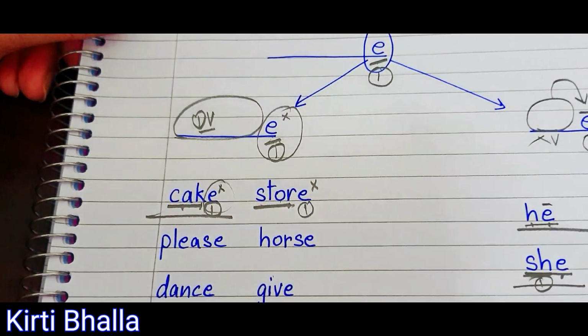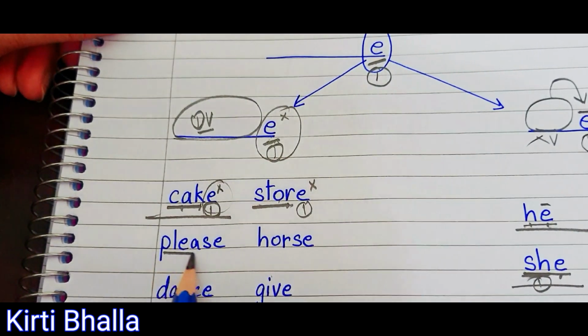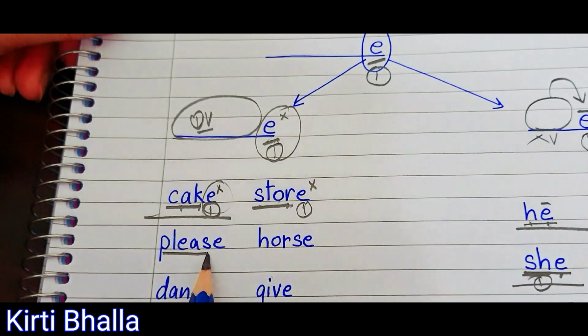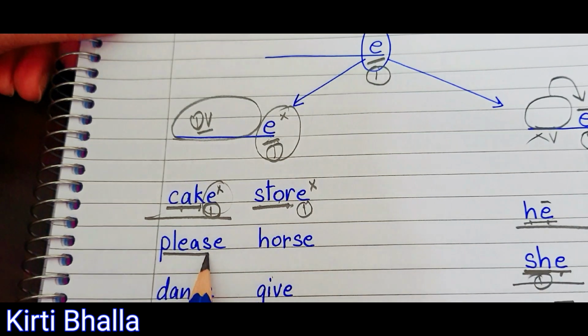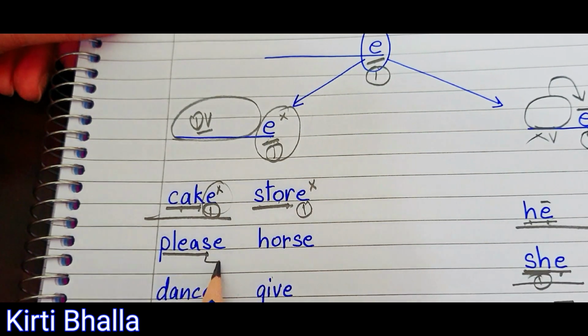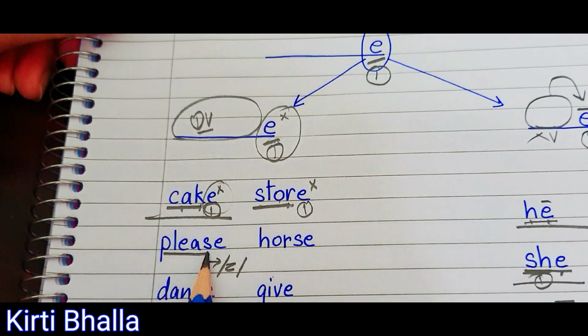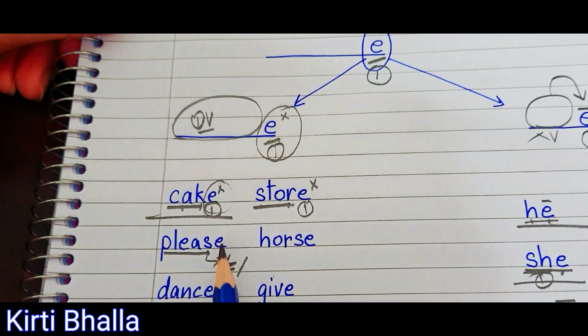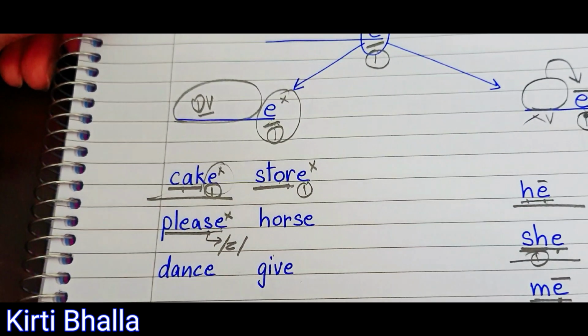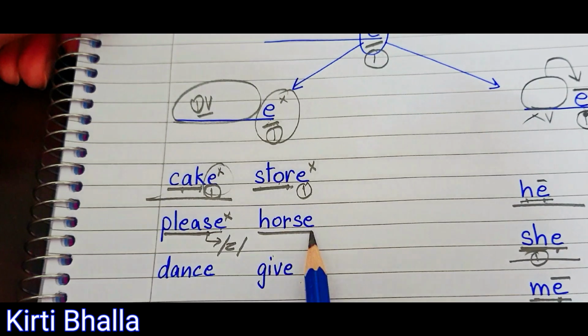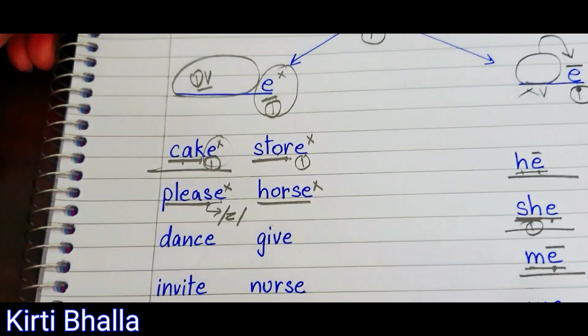Next word is please. Again, we are reading this word till this S letter, though the S is giving you a Z sound, but we are reading only till here. We are not reading the ending E sound. So this word is please. The last E is silent. Next is horse. The last E is silent.